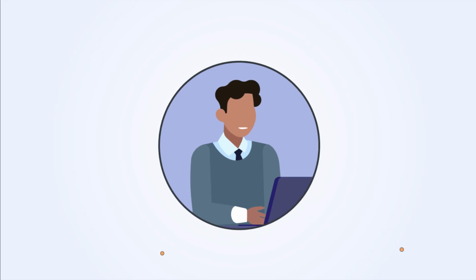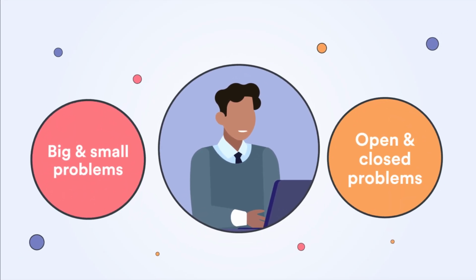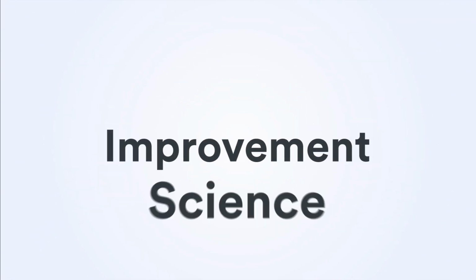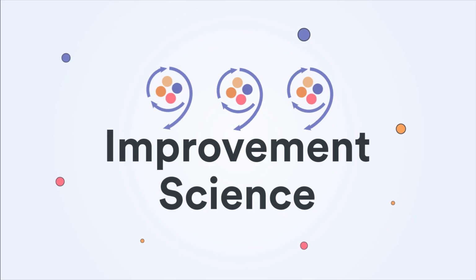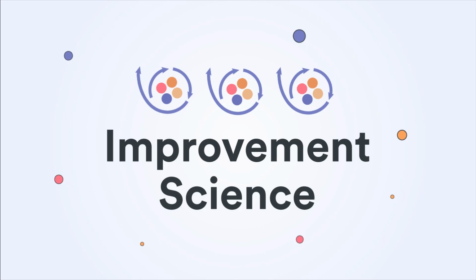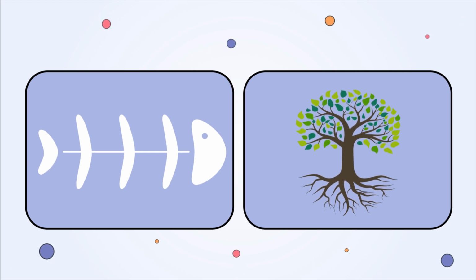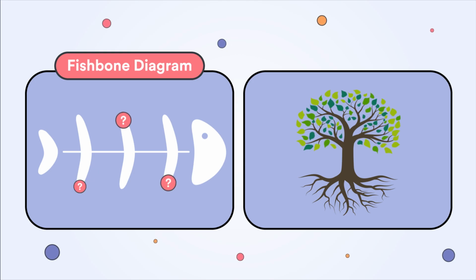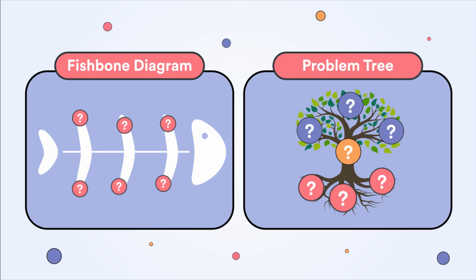In previous videos, we looked at identifying big and small problems and open and closed problems. Once you identify a problem, with improvement science, you take time to analyze it. This helps you to decide on what factors you have agency over in order to plan and test a small action for change. These are useful, simple tools to analyze problems: the fishbone diagram and the problem tree. We will look at examples of both here.